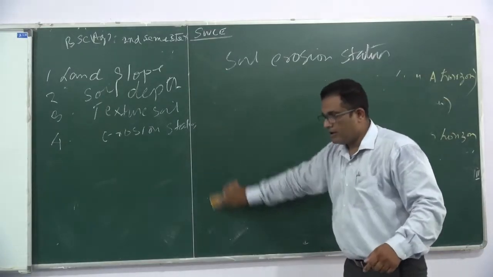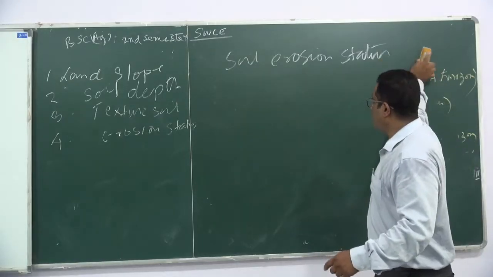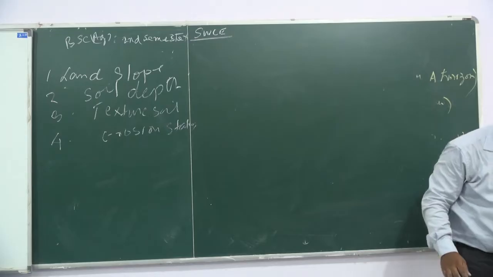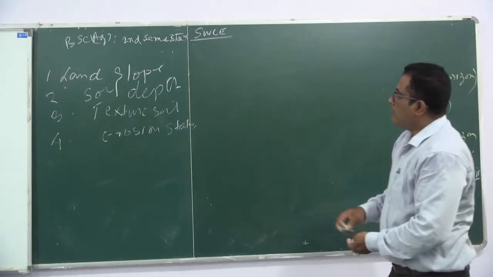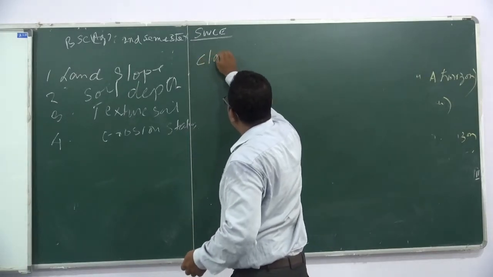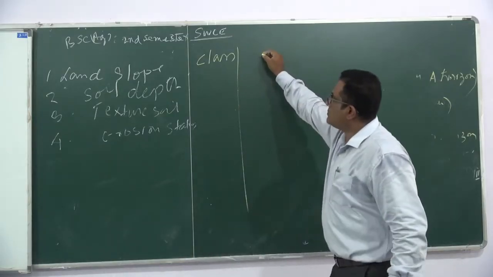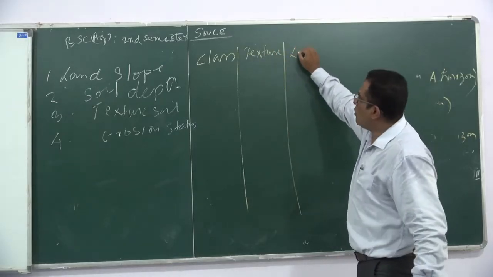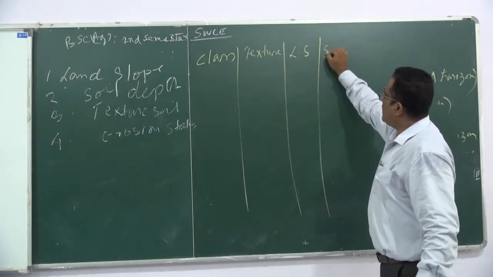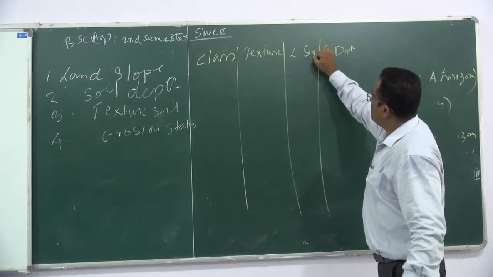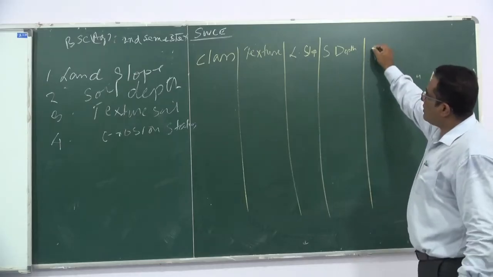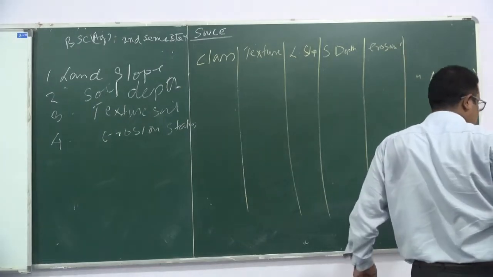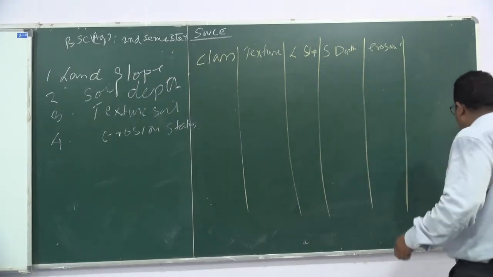In one column, we will define the classes, and in the other columns we will define these parameters. This is your class, texture. Your land slope, which we will denote by S. Soil depth. What next? Erosion status. Then we'll add one more column, which is your decision part.